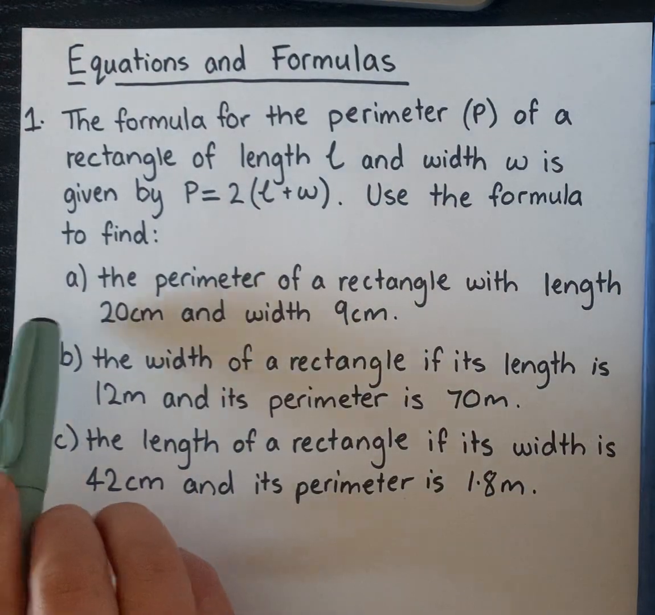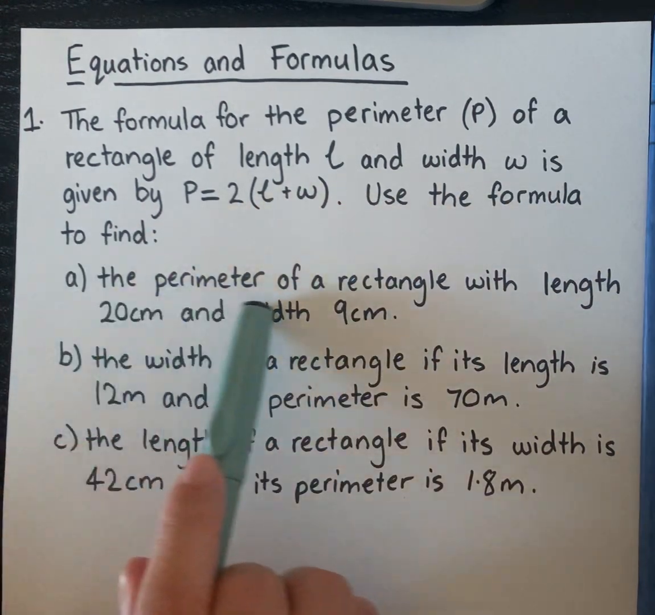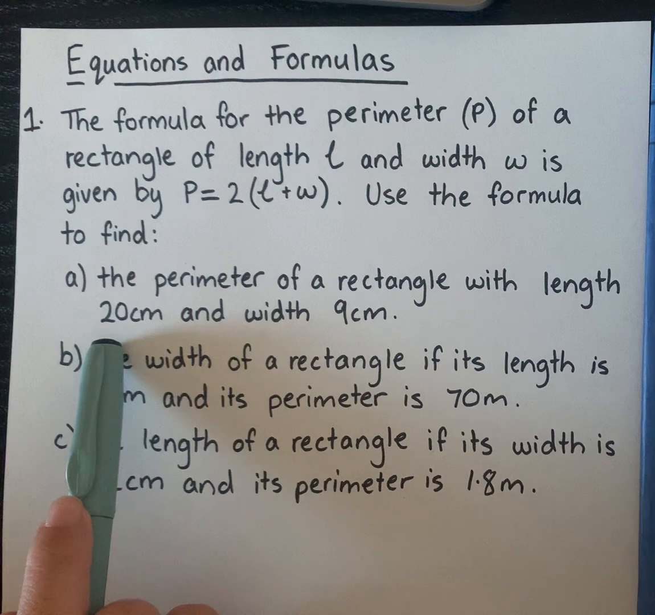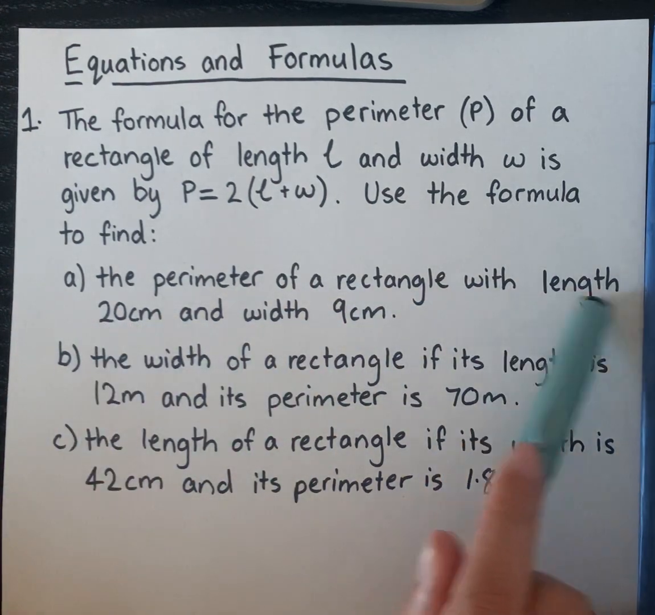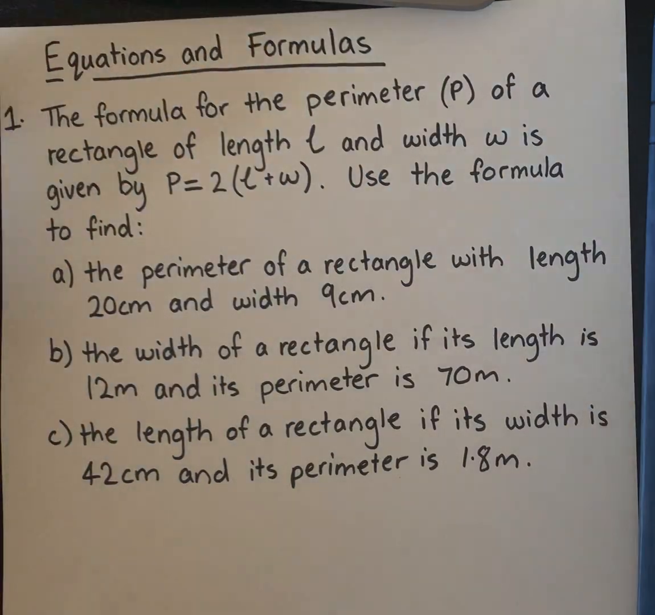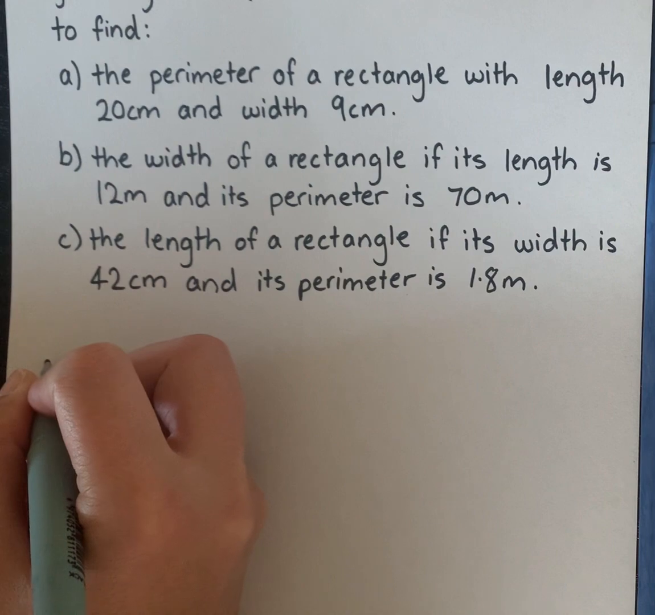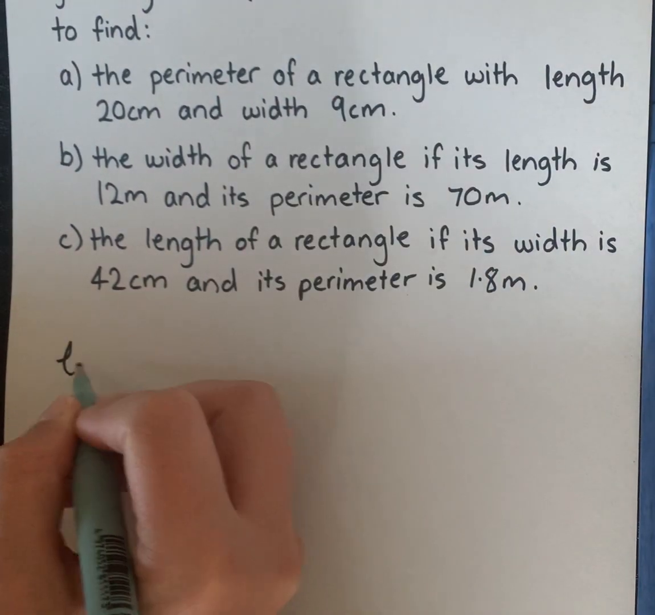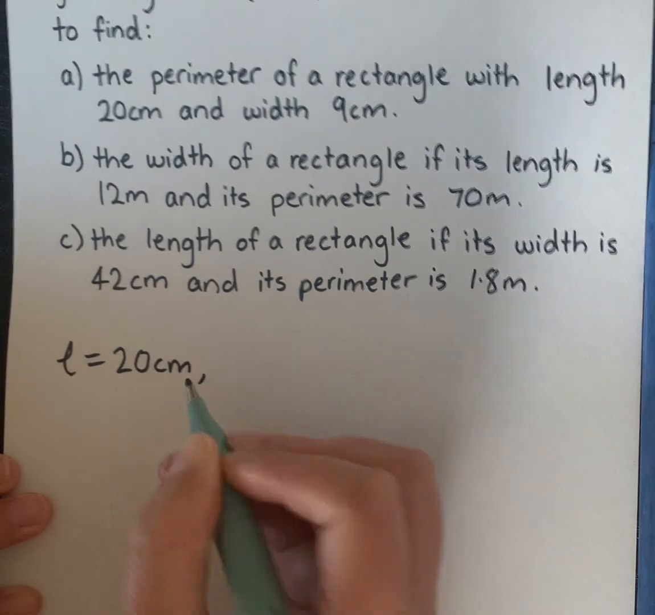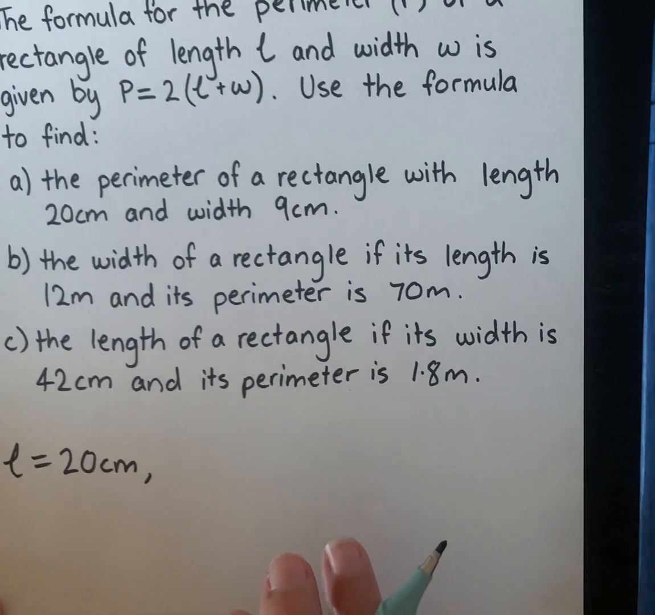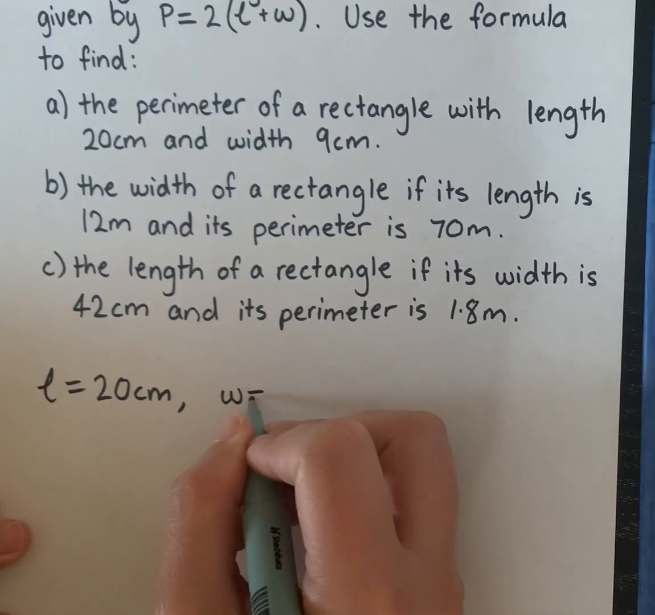So A, the perimeter of a rectangle. Use the formula to find the perimeter of a rectangle with length 20 centimeters and width 9 centimeters. So they're telling us the length is 20 centimeters. So I'm going to write that down straight away. So length, which we know is represented by L, length is 20 centimeters. And we know that width, represented by W, is 9 centimeters.